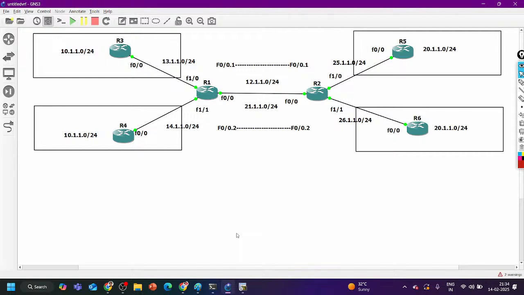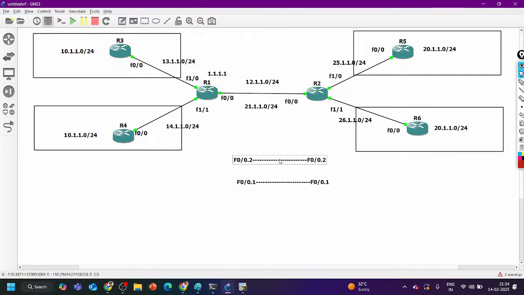Now in VRF you only need to understand RT and RD. Otherwise you know the concept, you know the configuration. Even the configuration is going to be exactly the same. Only we have to understand what RD and RT are, because, guys, let's say on router number 1 I have one loopback 1.1.1.1, and on router number 2 I have one loopback 2.2.2.2.